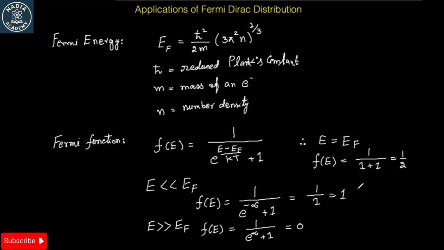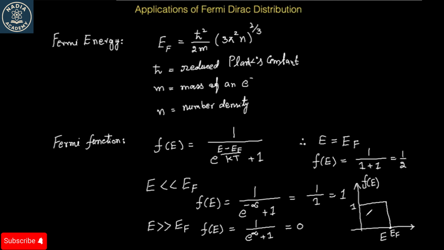We can also understand this graphically. Along the y-axis, we have our Fermi function, meaning the probability of finding an electron in a state, and E is the energy. So below the Fermi energy, the probability is 1, and above the Fermi energy, it is 0. So this is our Fermi energy at this point. So this is a complete box structure.